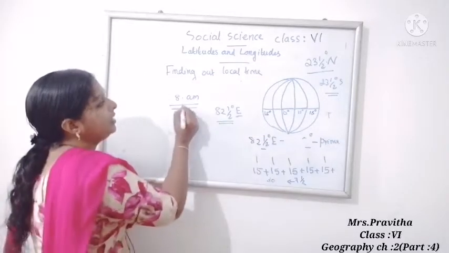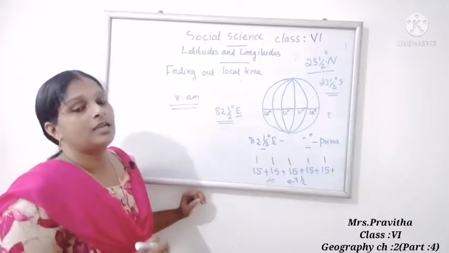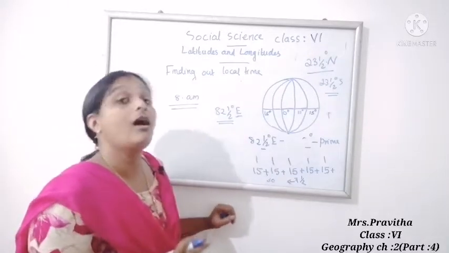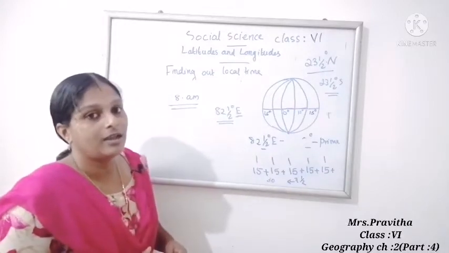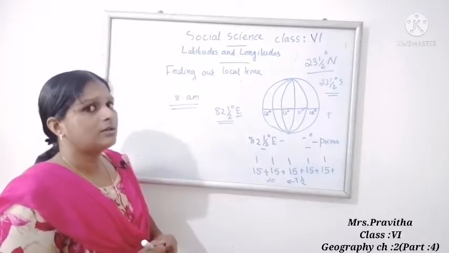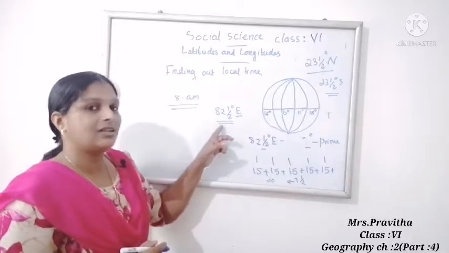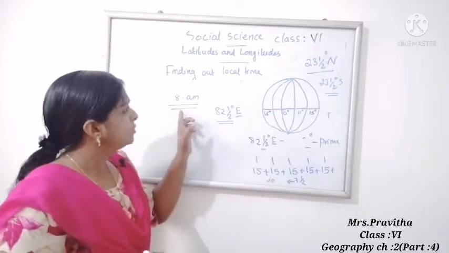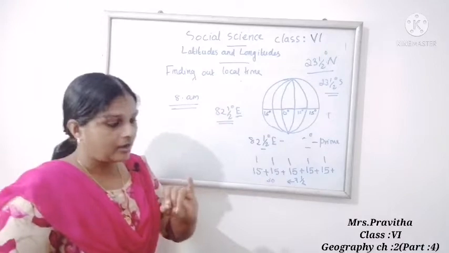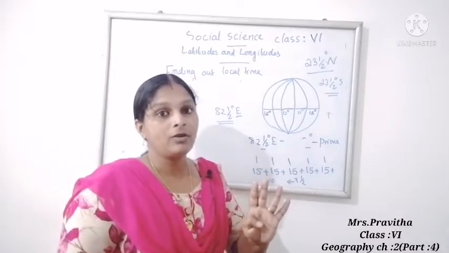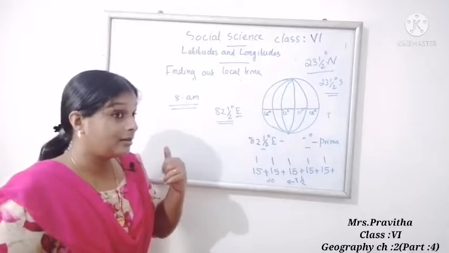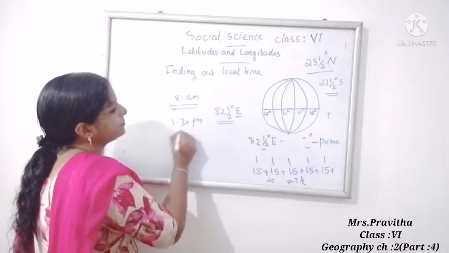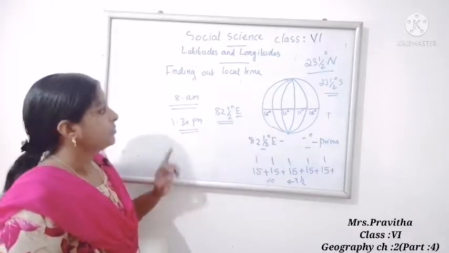In London it is 8 a.m. So what about the time in India? The difference between London time and Indian time is 5.5 hours. We are in the eastern hemisphere, so time will increase by 5.5 hours. 8 a.m. in London, then 9, 10, 11, 12, then 1:30. The time will be 1:30 p.m. Is it clear? This is the time difference.